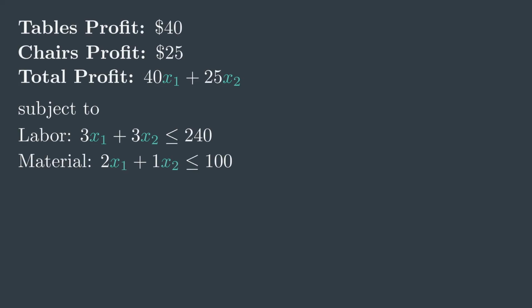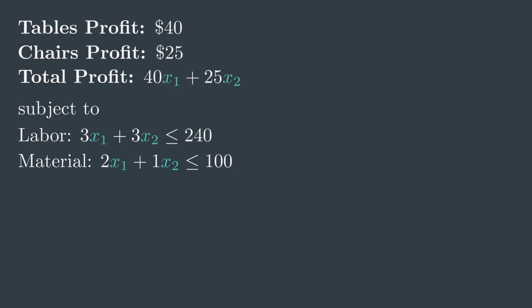Consider the optimization problem of maximizing profit between creating tables and chairs. Each table gives you $40 of profit, and each chair gives you $25 of profit. Let's also say you have labor and material constraints. Let's say that tables and chairs both cost you 3 labor units, and you cannot exceed 240 labor units.